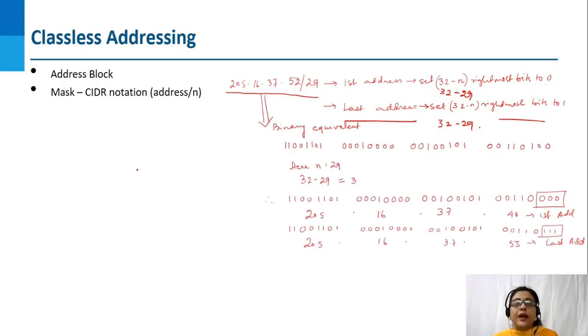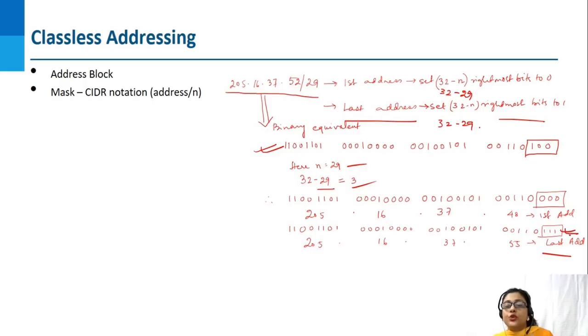This is the binary equivalent of the address. Since n is 29, 32 minus 29 is 3. To get the first address, you set the rightmost bits to 0. In the original address, these are the rightmost bits, and you set all of them to 0. So the first address will be 205.16.37.48. To get the last address, you set the last 3 bits to 1, so the answer will be 205.16.37.55.